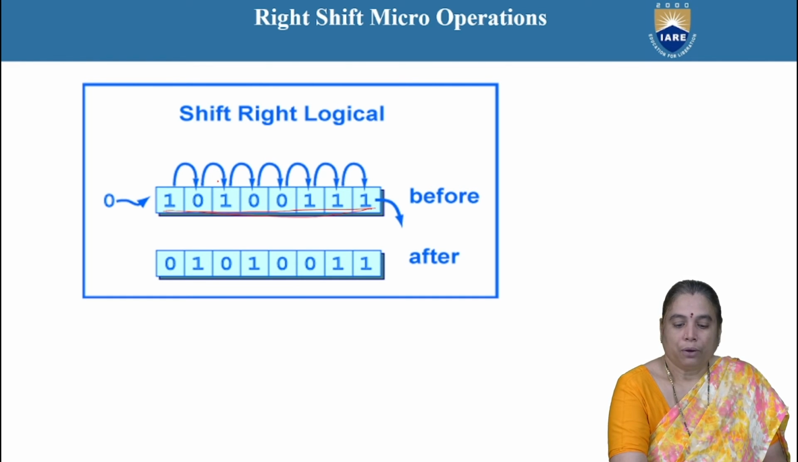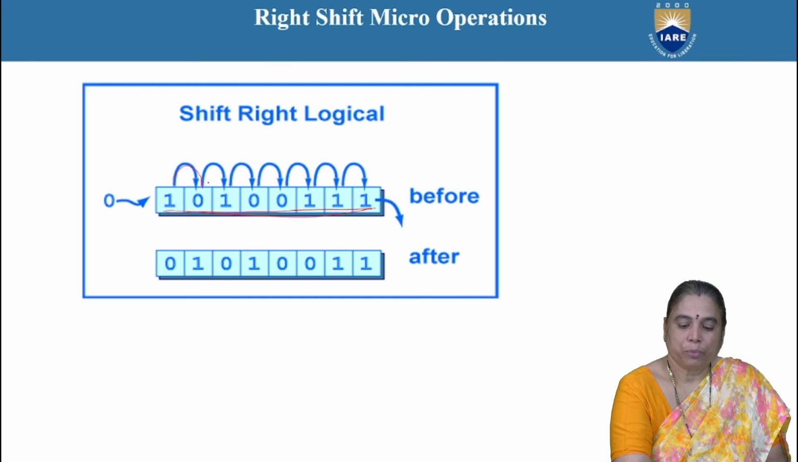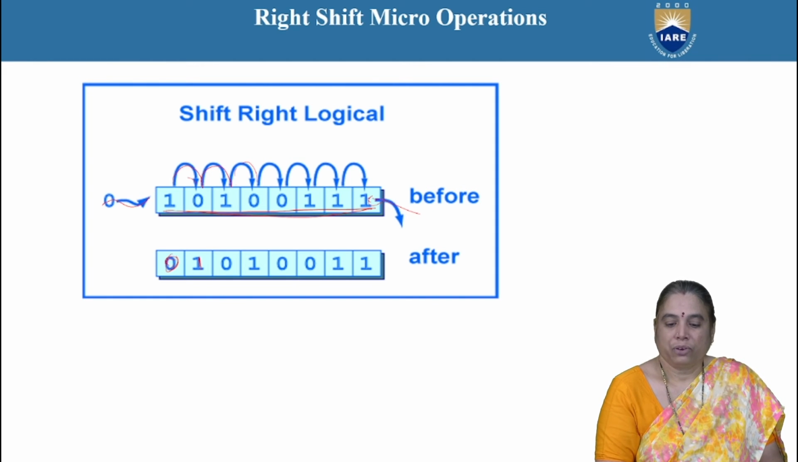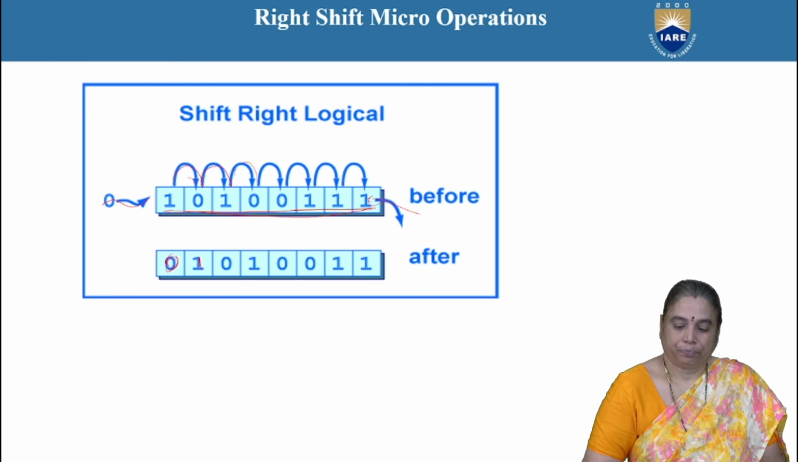Whenever we apply the shift right logical operation, the MSB bit has to be moved to the next position. Like this, the bits can be moved. So here the 1 is moved here, and an empty position is created here that can be filled with a 0. And the last bit that is there has to be discarded. So this type of shift operation is called the shift right operation.